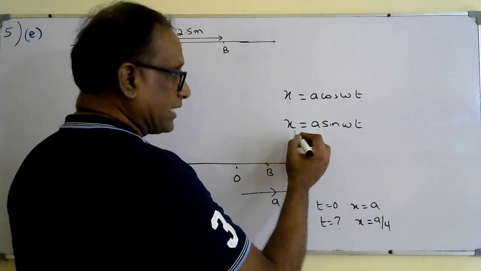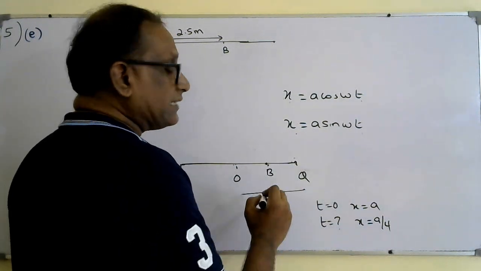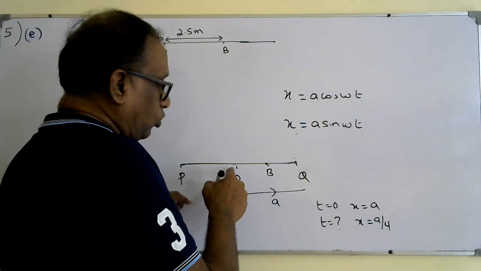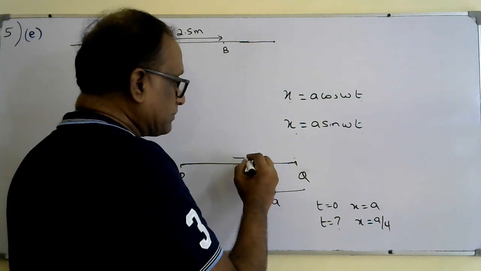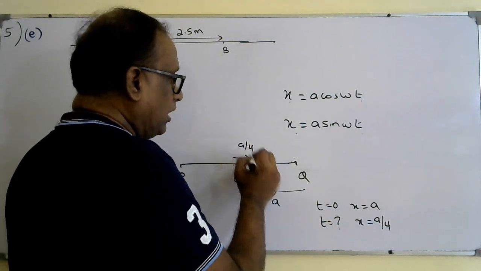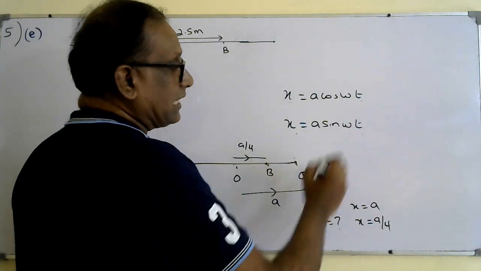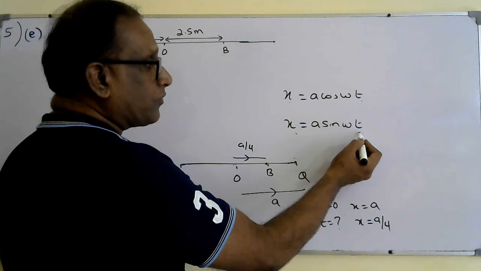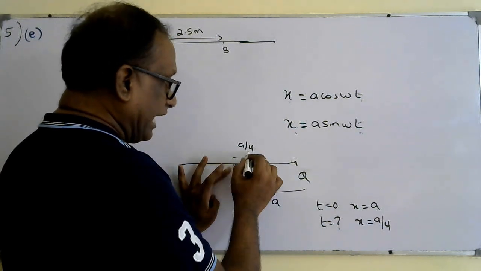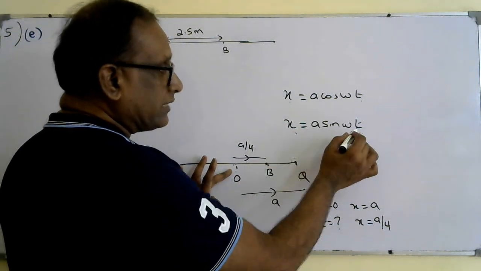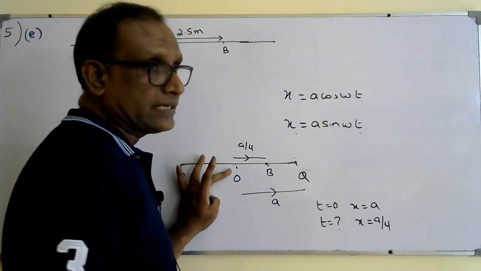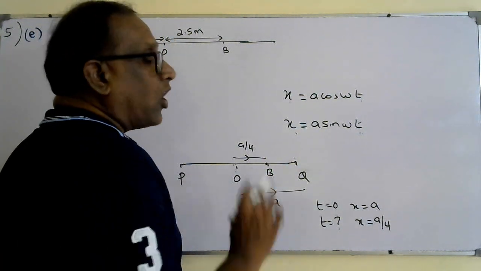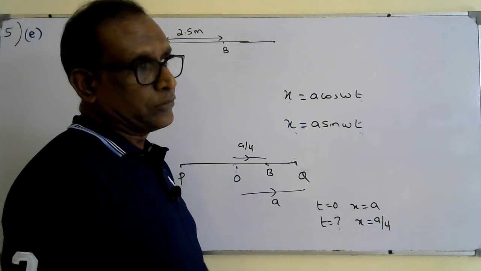When t equals 0, x equals 0. So if they ask to find the time taken by the particle to move from O to B, where this displacement is A by 4, then we will use x equal A sin omega t. When t equals 0, x equals 0. How long will it take to have a displacement of A by 4 from O? Then we will use A sin omega t. Okay, so always displacement is measured from the equilibrium position.